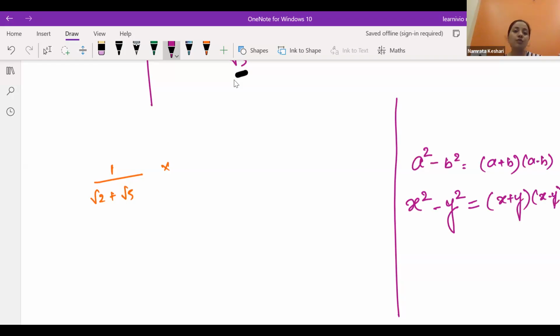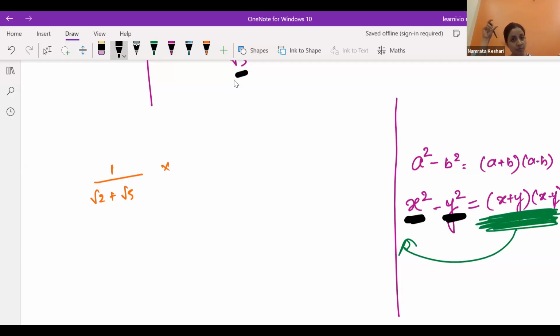This formula will help us. Why? Because you can see, if we generate this format, the RHS, then automatically we can write the LHS. That means x square and y square, power 2. The way we are saying root 2 into root 2 is just 2, root 5 into root 5 is just 5. Root 2 square is just 2, root 5 square is just 5. So here we will be able to generate a square by using this formula.